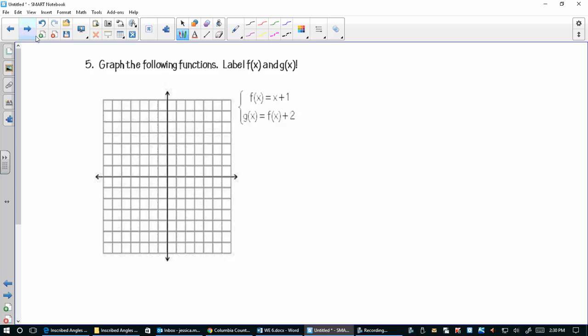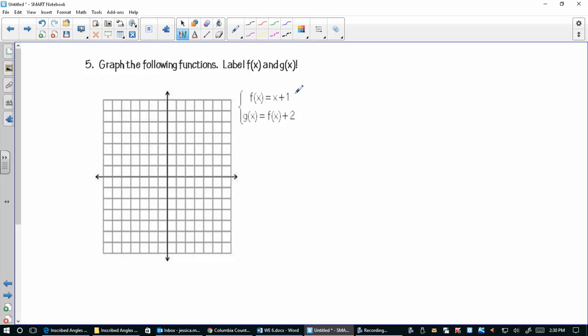And then the last one, number 5, we're doing the same thing. We just have to put both graphs on the coordinate plane this time. So last time we were given one graph. Now we have to make the first graph and the transformed graph. So our two functions are f of x equals x plus 1 and g of x equals f of x plus 2. For f of x equals x plus 1, that's just a regular linear function.